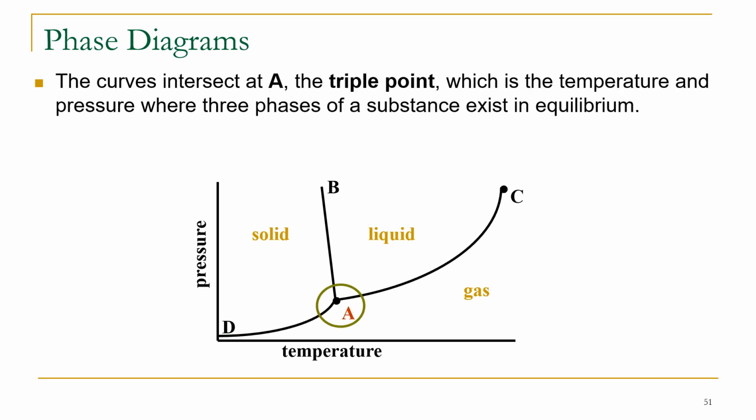The triple point, which is point A here, is the temperature and pressure where all three phases of a substance exist at equilibrium. So at this particular temperature and this particular pressure, you're going to have all three phases present at the same time.